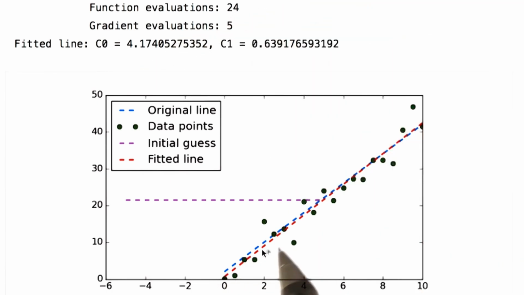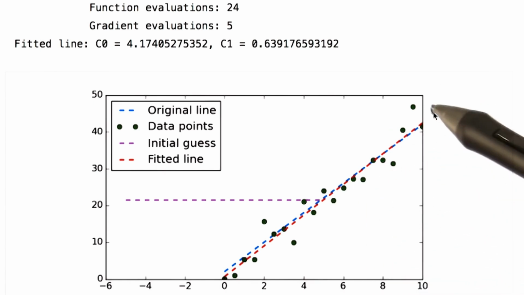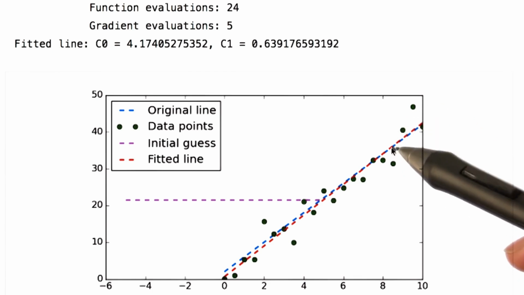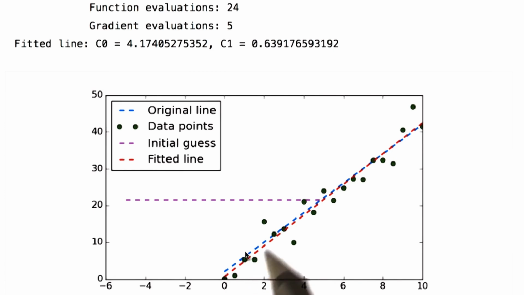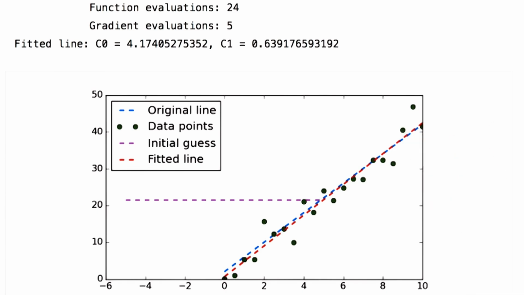Our original line is this blue line. Of course, the minimizer doesn't know anything about that. These green dots are our noisy data where we just added noise values to the blue line. Now we're asking our optimizer, okay, find the equation of the line that best fits this data, and the metric you're trying to minimize is error. So we passed it an initial guess here of this purple line and this data.